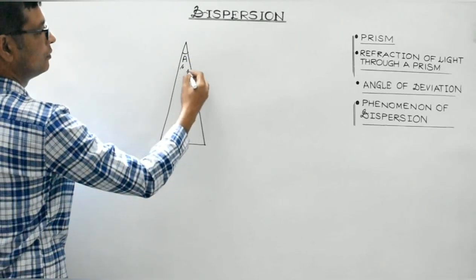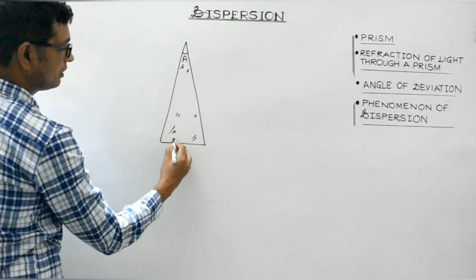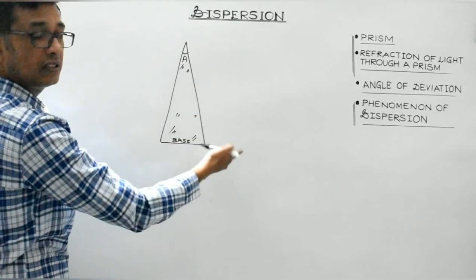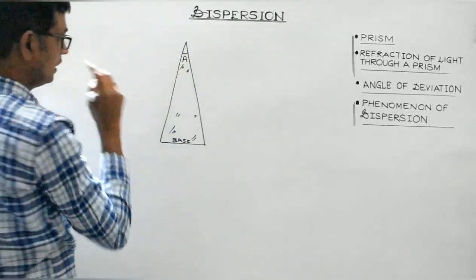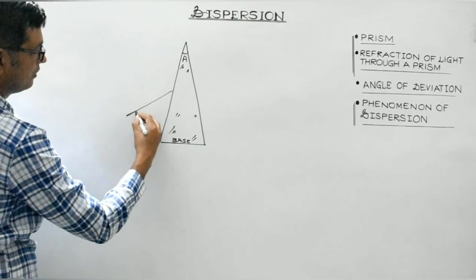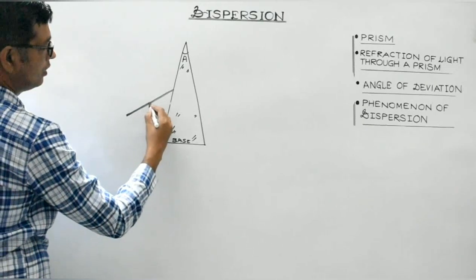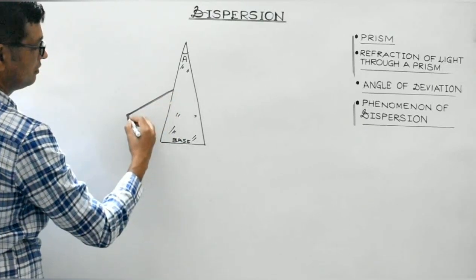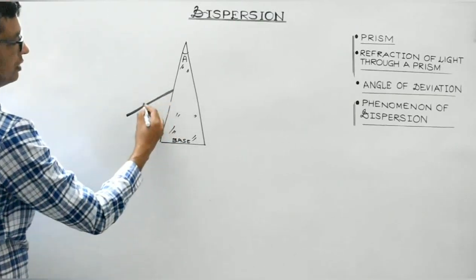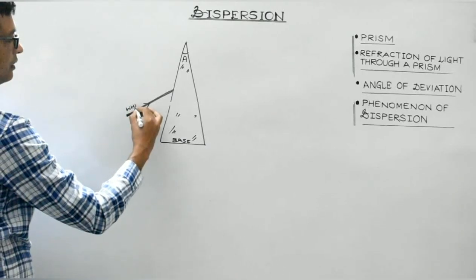This is the prism. It will act as a denser medium, obviously. This is the base. As I told you, these are the two refracting surfaces. This is the base. This is known as the angle of prism, right? So, white light is incident over it. This is the white light. I am indicating it with the help of a bold line because it is composed of seven constituent colors. So let us consider this to be white light.